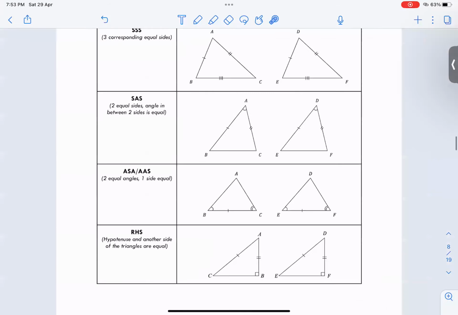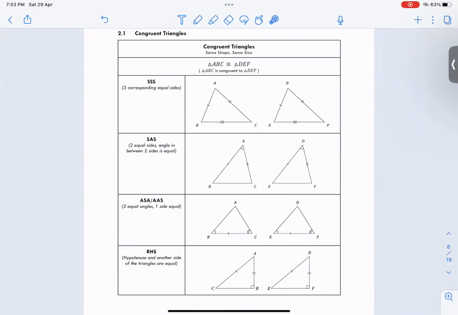So for congruent triangles, right, you all got 4 reasonings. It's either 3 sides are the same, or side angle side: 2 sides and the angle in the middle, or angle side angle: two equal angles and one side.